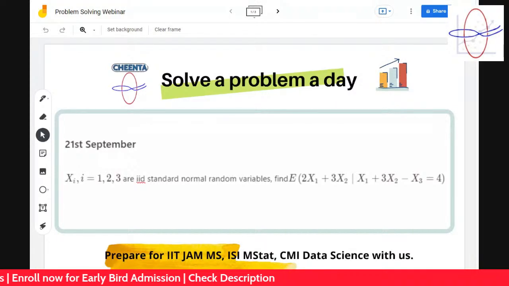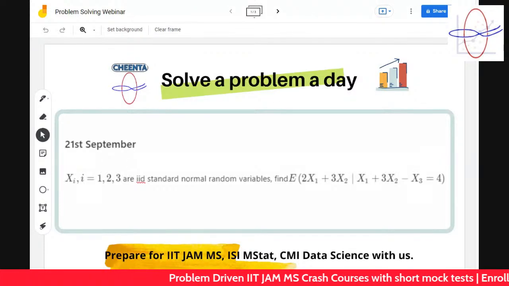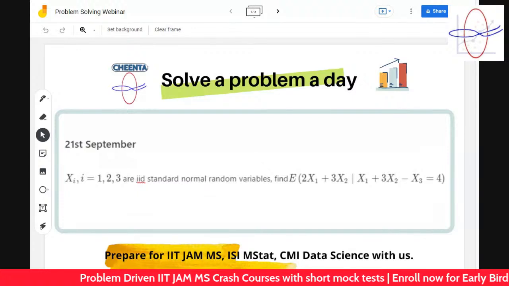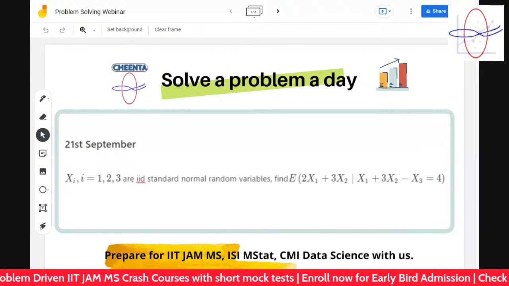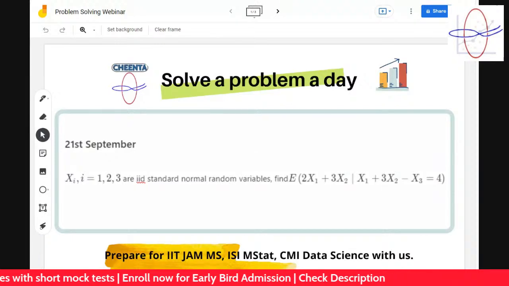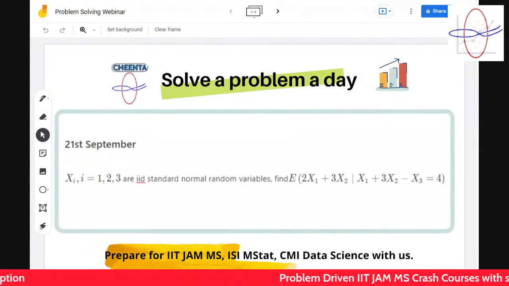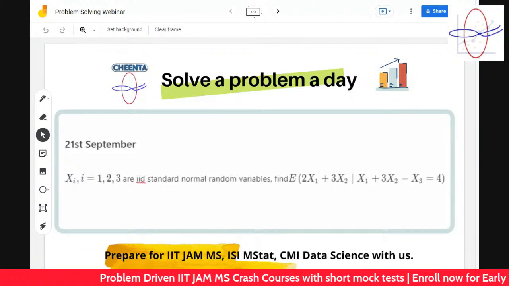Yesterday and the day before yesterday I couldn't upload the problems because there were some issues with the website. So today we will be discussing the problems that we uploaded yesterday and the day before, and let's get started with those two problems. Those two problems are aligned with the current topic of the platinum batch, where we are discussing joint distribution, and conditional moments are a very important part of that.